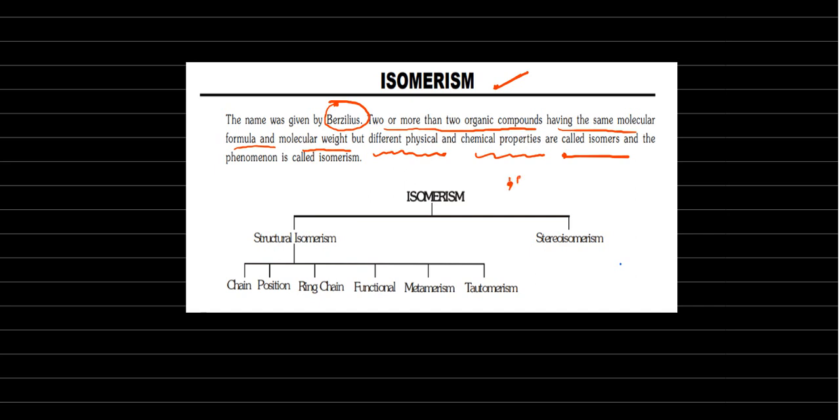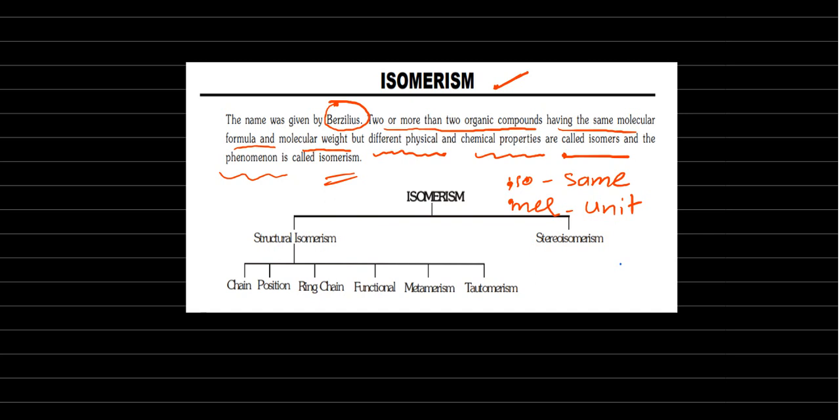Isomers. Iso means same. Mer means unit, same unit, isomer. So the same molecular formula but showing different physical and chemical properties, those compounds are known as isomers. That phenomenon is known as isomerism.